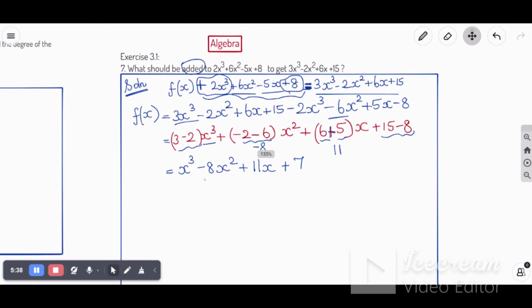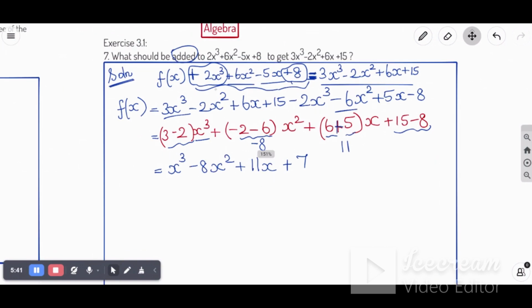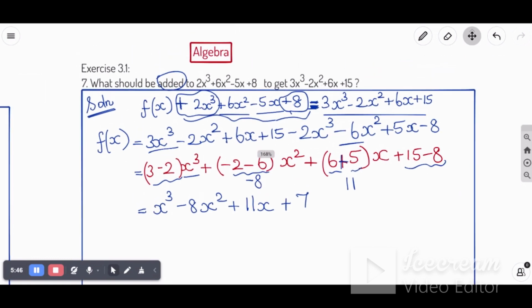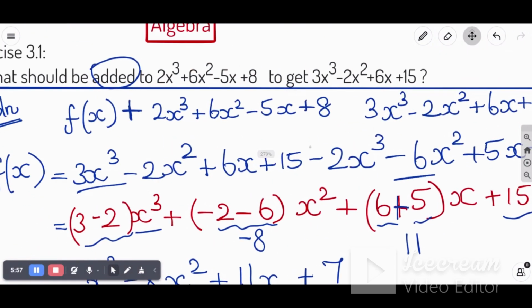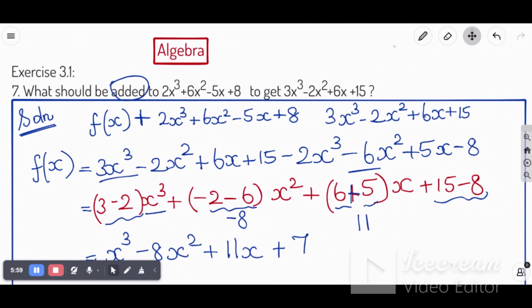So your answer is x cube minus 8x square plus 11x plus 7 should be added to this polynomial to make it this polynomial. So from your question, do frame your first step correctly. So let us recap this first step one more time. This first step is nothing but read your question. If you read your question, what you have got is what should be added. So I am taking that what as f of x, which is our answer, which you have to find out. So f of x should be added to the polynomial over here to get your answer.